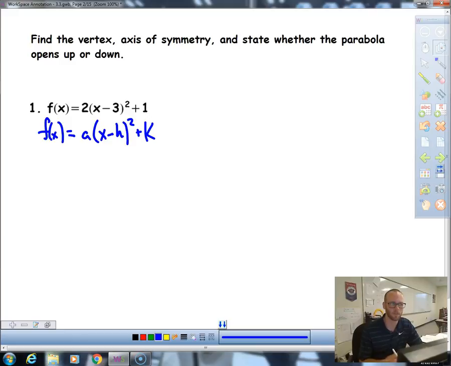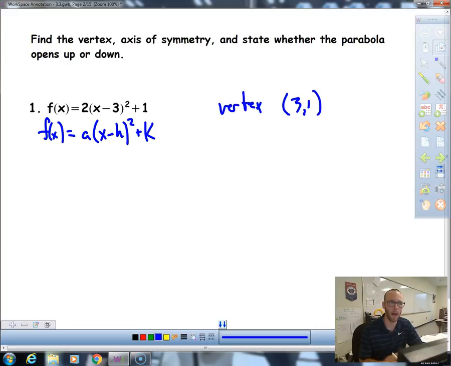Our h is 3. Our k is 1. So the coordinates of our vertex, 3, 1. The whole parabola is moving right 3 up 1. It's being stretched vertically by 2, but that does not affect the vertex.